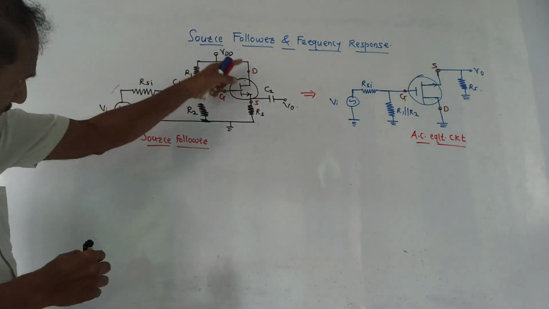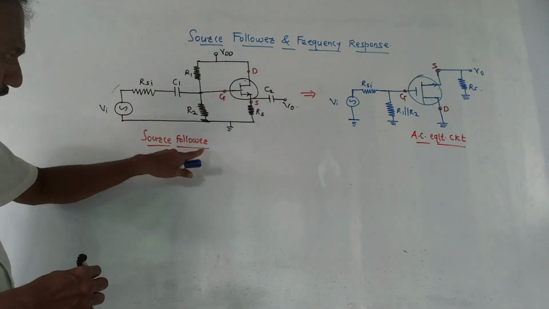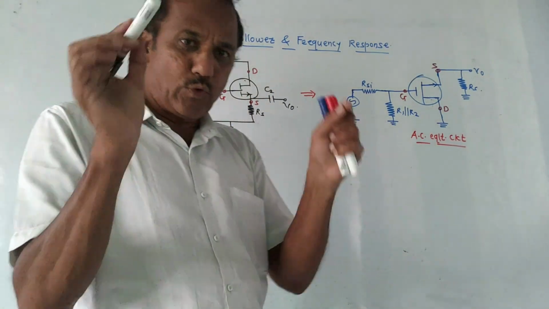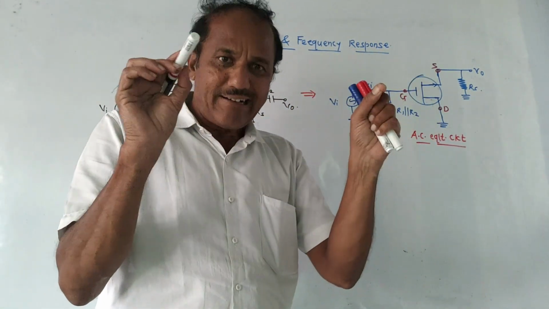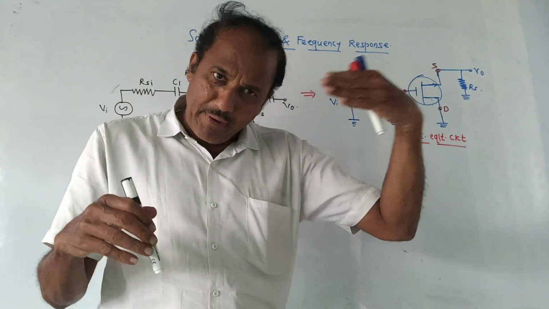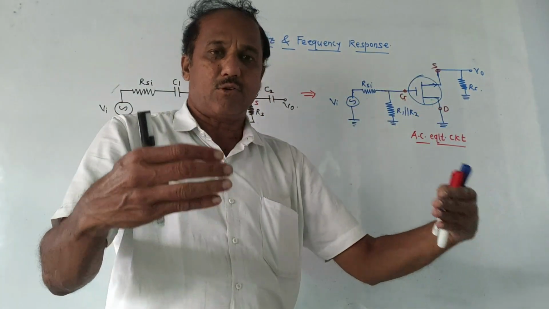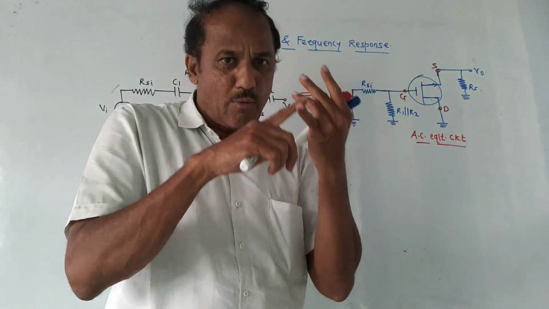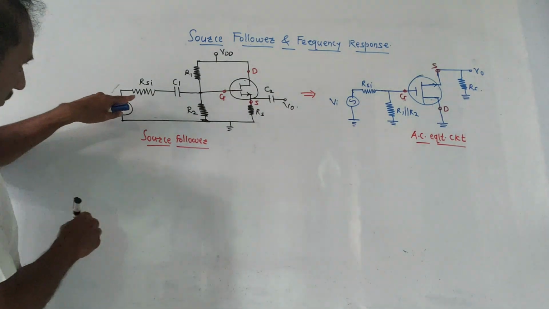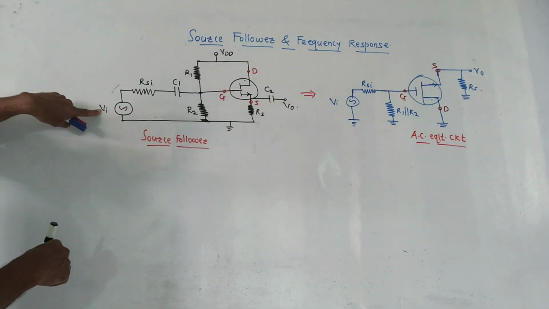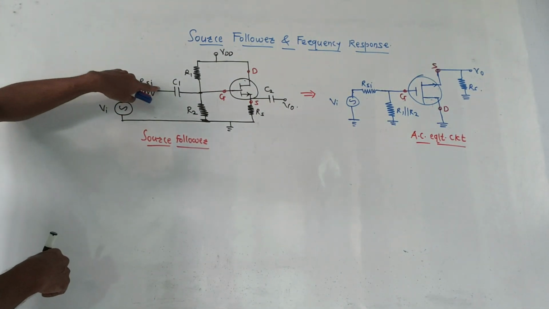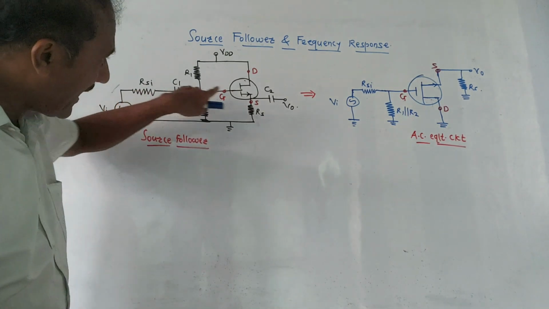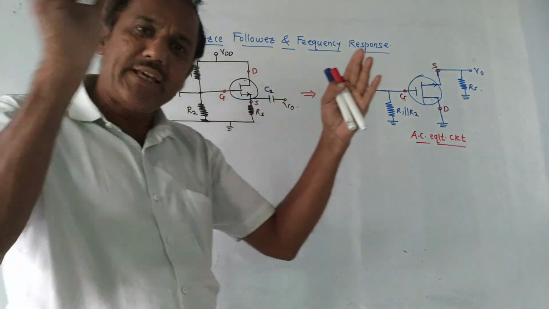So first of all, this is the diagram for source follower amplifier. It is source follower amplifier circuit, which is also called common drain circuit. इससे पहले हम लोगों ने कॉमन सोर्स सर्किट डिस्कस किया है. This is another type of amplifier which is common drain amplifier. So here VI is the input voltage, RSI is the source resistance or resistance at input side. Then C1 and C2 are called coupling capacitor.